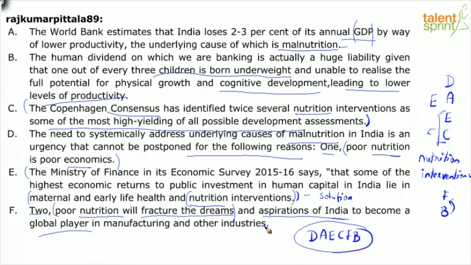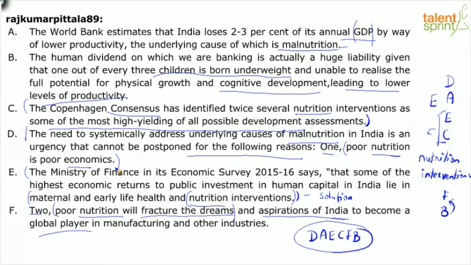Now D is the only thing that is, look at D. It says the need to systematically address underlying causes of malnutrition in India is an urgency that cannot be postponed. This entire thing is my pretext because everything else is only supporting or giving me additional information about malnutrition. Right? Again, if you look at E, the Ministry of Finance and its economic survey, giving me a solution, and obviously F is the second reason, right?